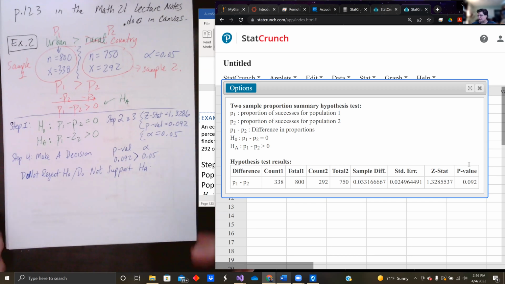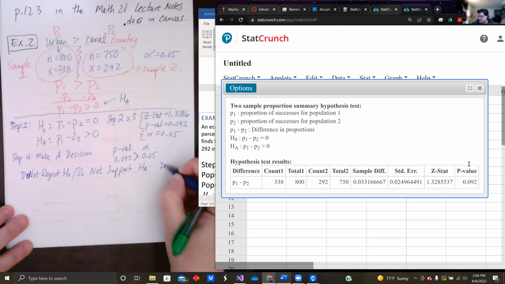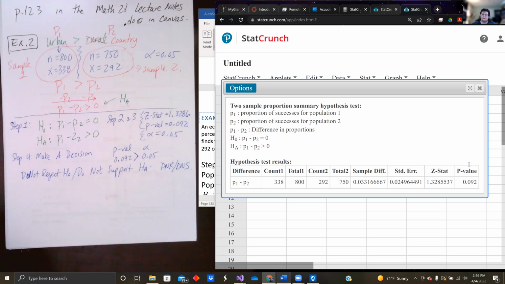And remember, I tend to write DNR, DNS for do not reject and do not support. But I saw that we have a classmate here that's not here all the time. Melissa, hi, welcome. And so I thought I would recap it or use the full word.